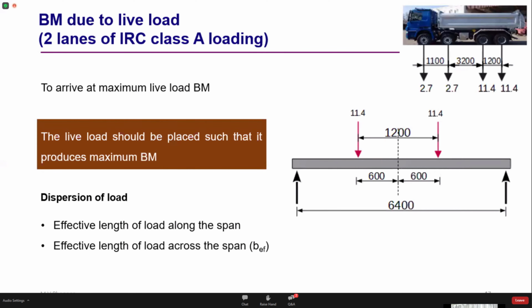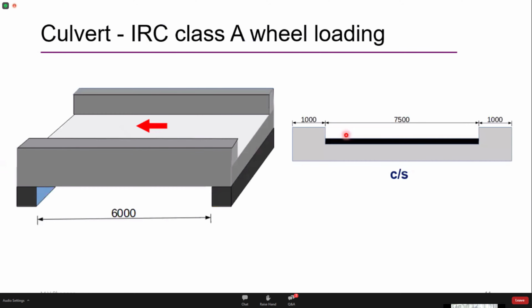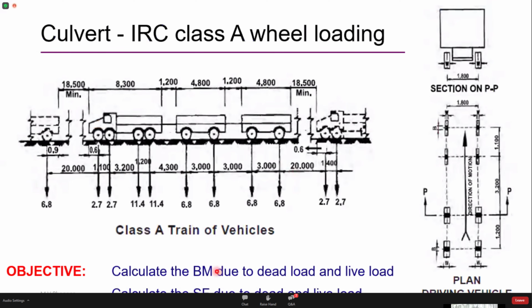Now the things again become interesting when we go for the analysis of the bending moment due to live load. A couple of things we really need to understand here: the problem I have chosen is a slab culvert, and the width of the carriageway is 7.5 meters. Here I'm interested in analyzing this deck slab for IRC class A loading.